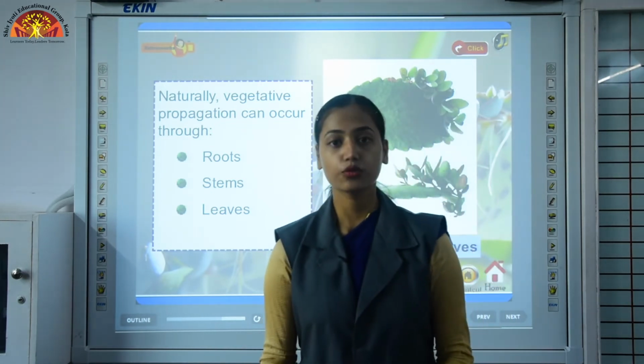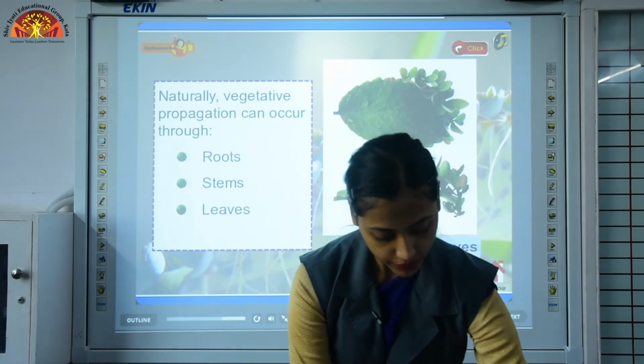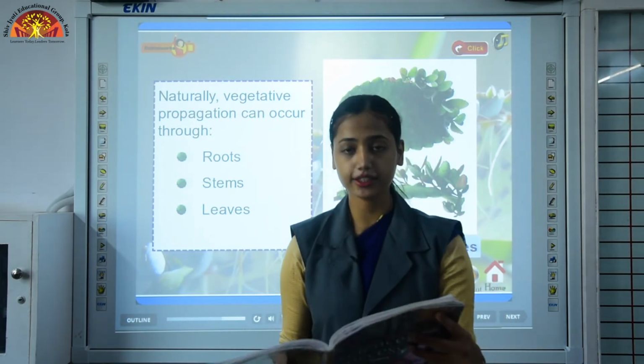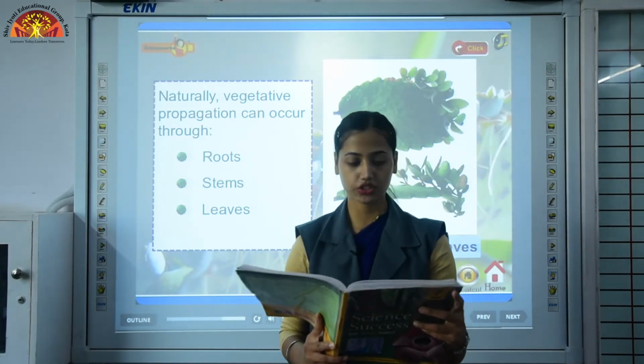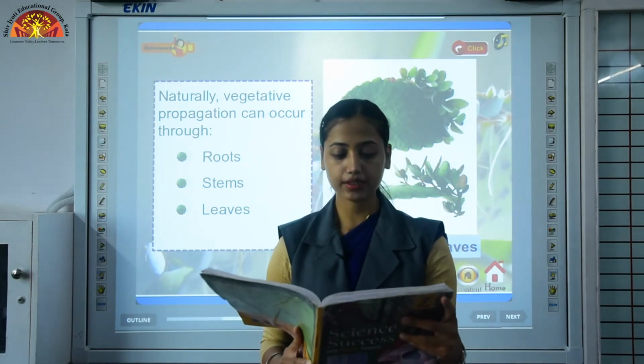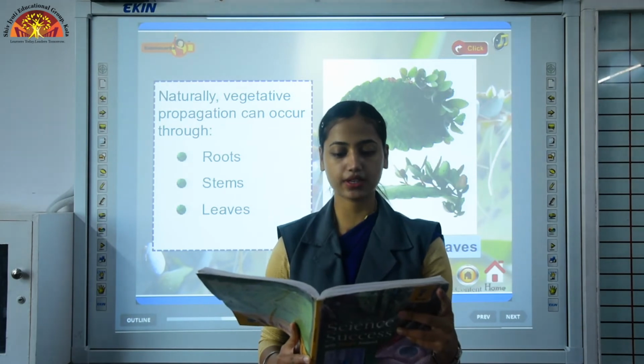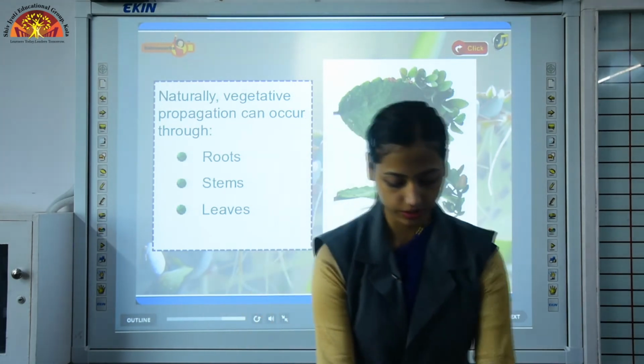Here comes your first internal question, which you have to write on page 138. Name the common methods of asexual reproduction. Answer: budding, fragmentation, spore formation and vegetative propagation.